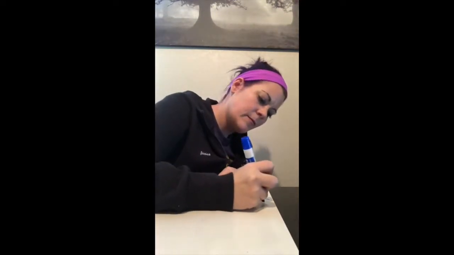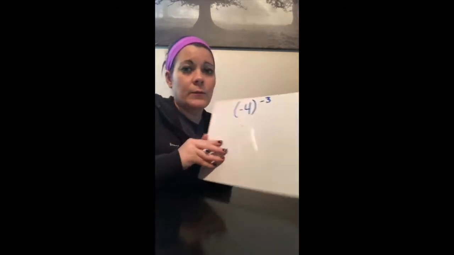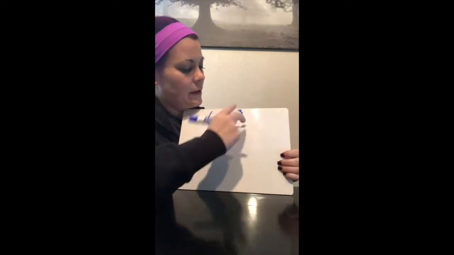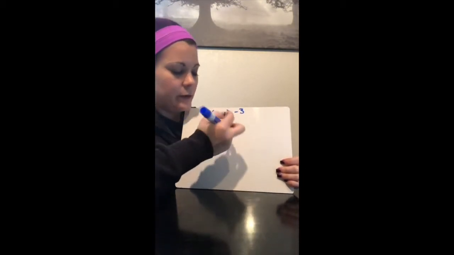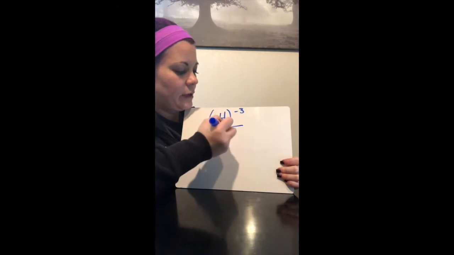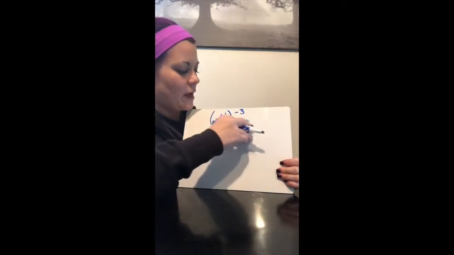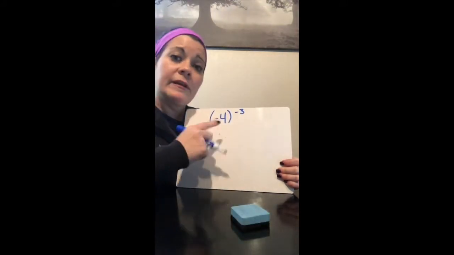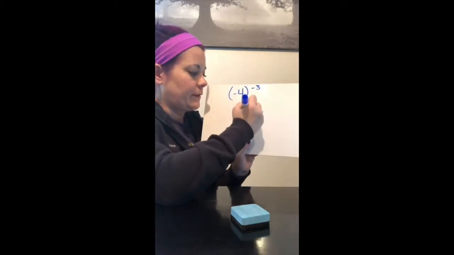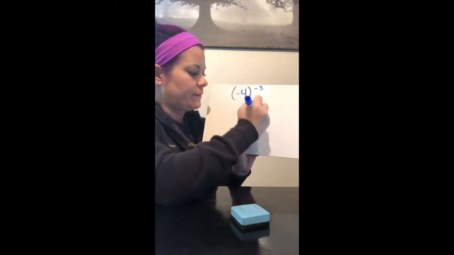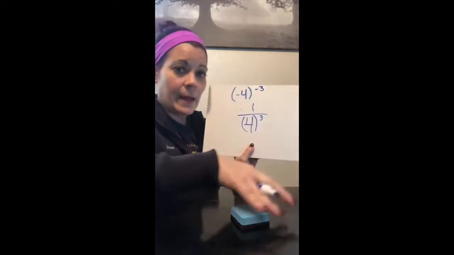Let's do one more for negative exponents so you can understand negative exponents. When you have negative 4 to the negative 3, remember to change this to a positive exponent. We can put anything over 1 and it's a fraction, so we need to put this in the denominator to make it a positive exponent. So 1 over negative 4 to the third power.